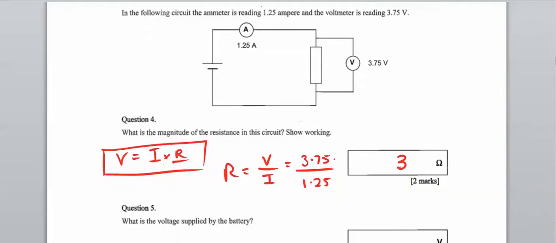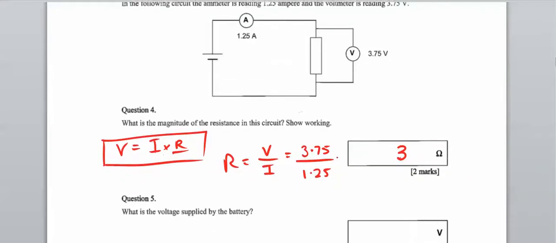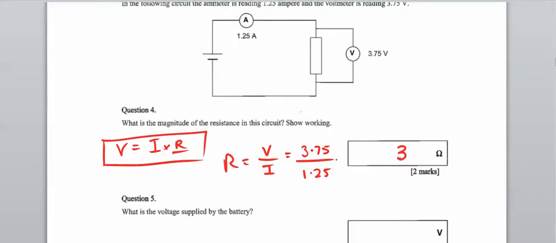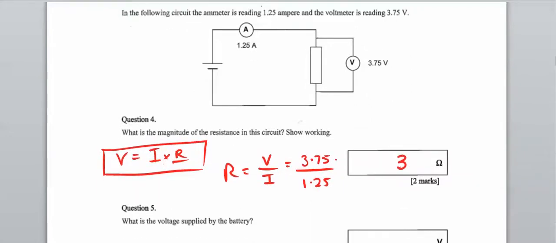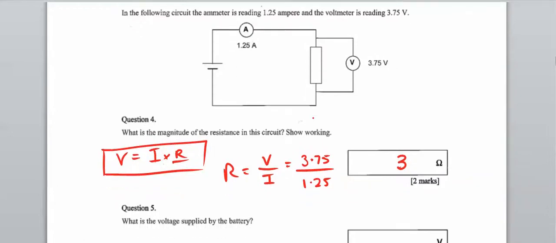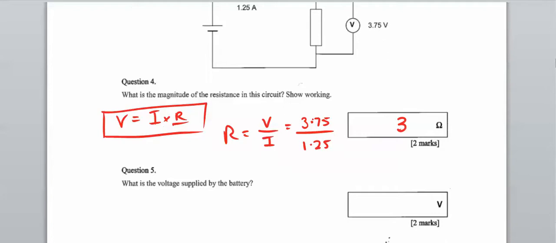What is the voltage supplied by the battery? Well, it appears as though all of that voltage supplied by the battery is going directly through that resistor. So it appears as though the voltage supplied by the battery is 3 volts. Quite a simple question, really.